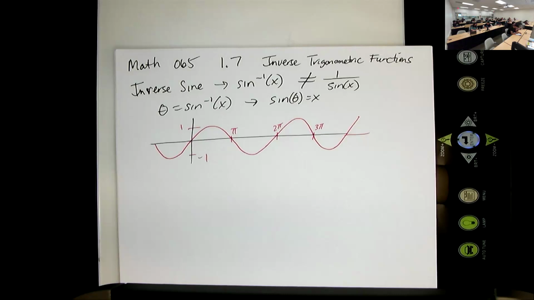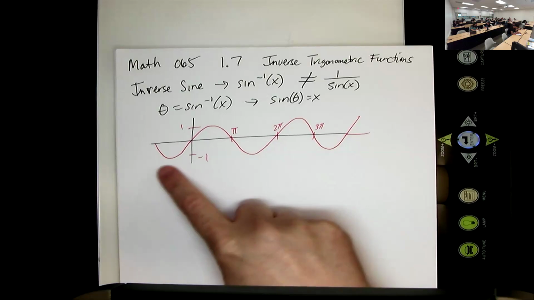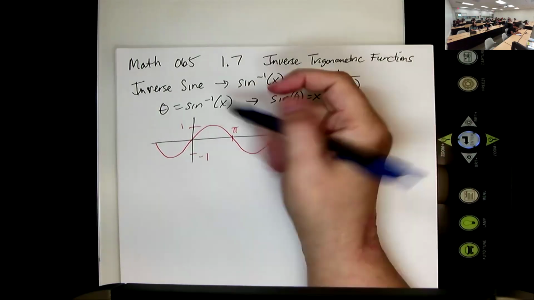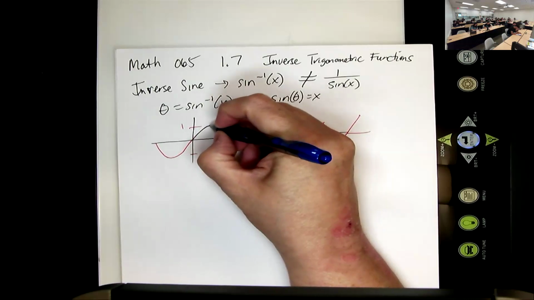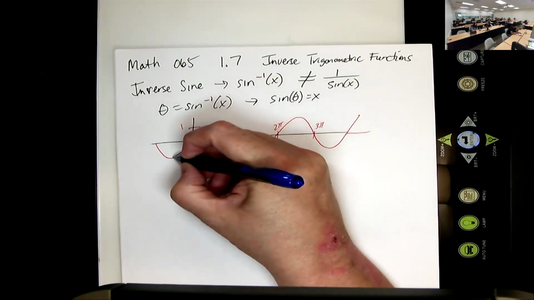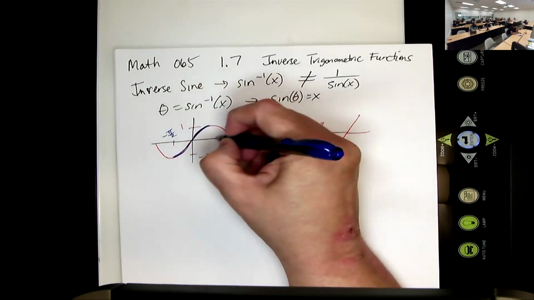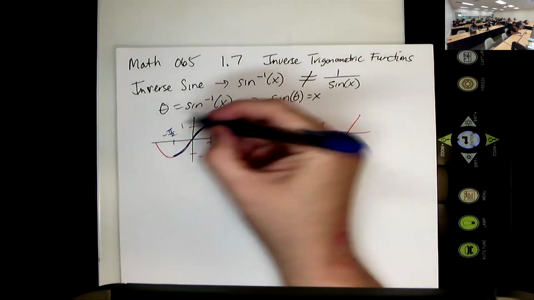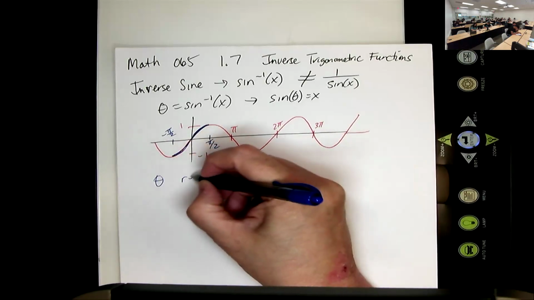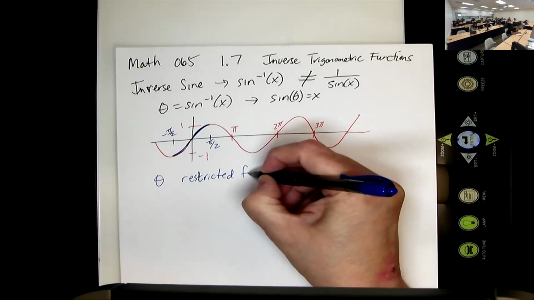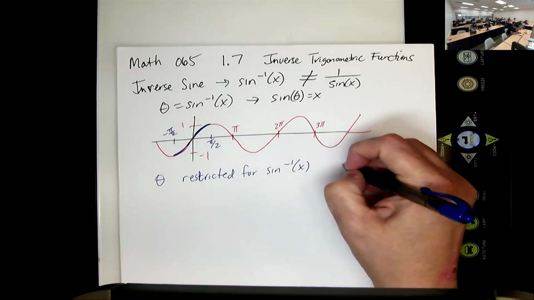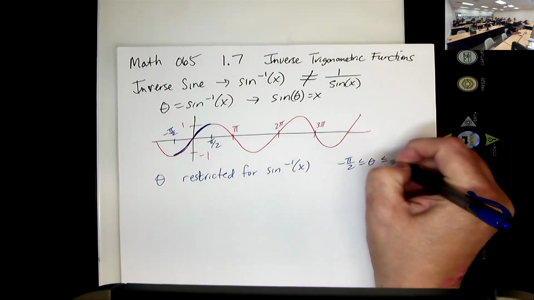We restrict the domain so that we get the full -1 to 1 without any repetition. And we try to do it as close to zero as possible. So if we want to get all the positive numbers up to 1, we go up to here. And if we want to get all the negative numbers, we go down to here. That happens to be at -π/2 and π/2. So when we use this, theta is restricted for sine inverse x to be between -π/2 and π/2.